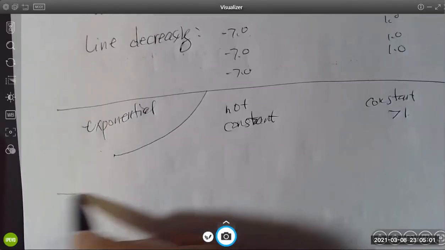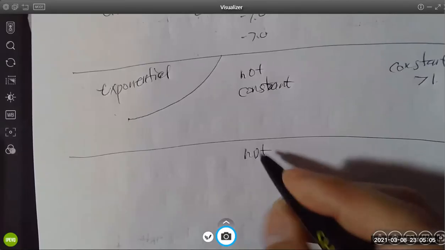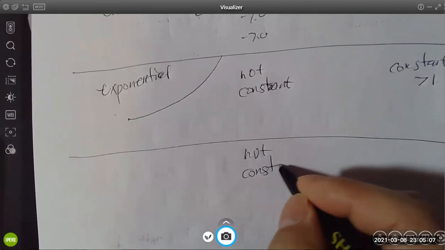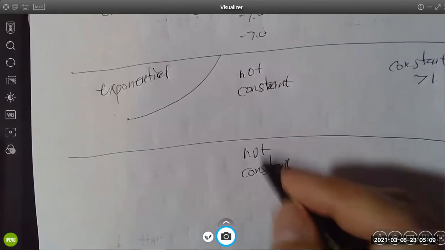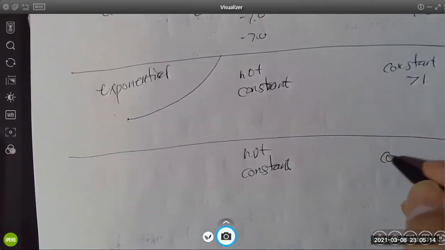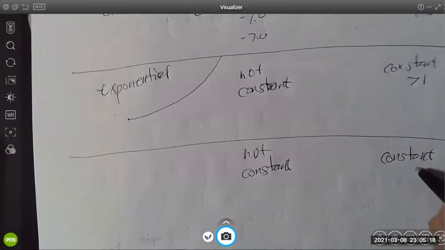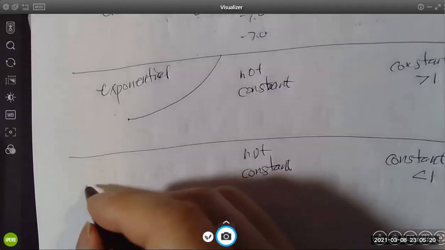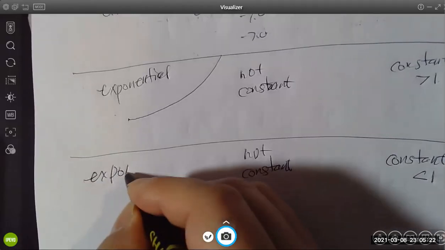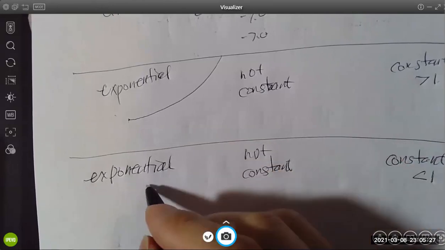And another situation, the last one, is that this one is not constant. That means this rate, the slopes, keep changing. And for this one, you need to look at the ratio between rates. So this is also constant, but smaller than 1. It is going to be exponential and decreasing. So you have something that looks like this.